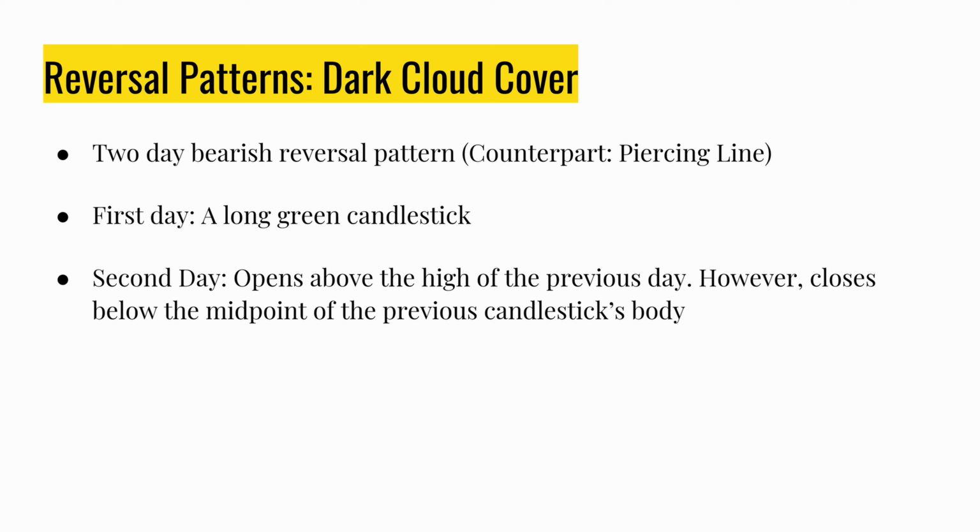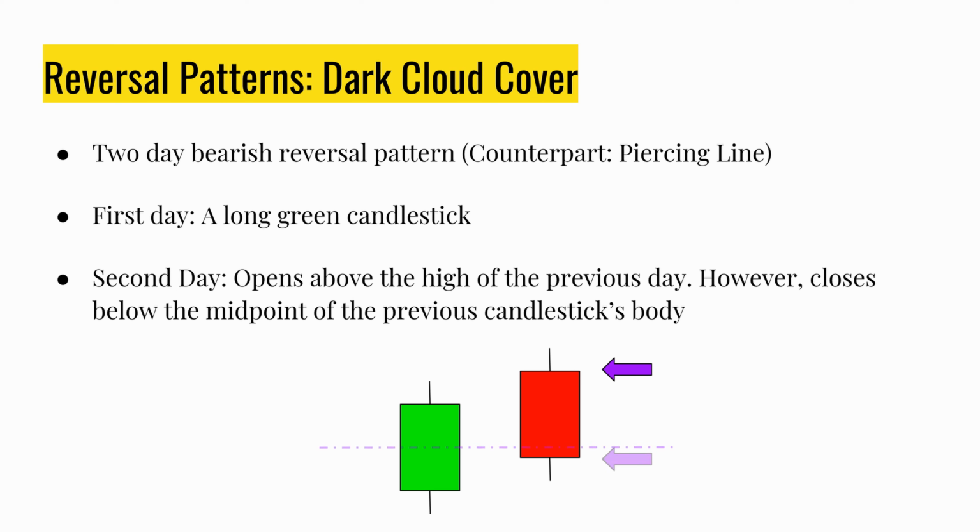For instance, here we have our long green candlestick. On the second day, this long red candlestick is produced. It was produced because we opened higher than the high of the previous day, but closed lower than the midpoint of the previous day's candlestick.